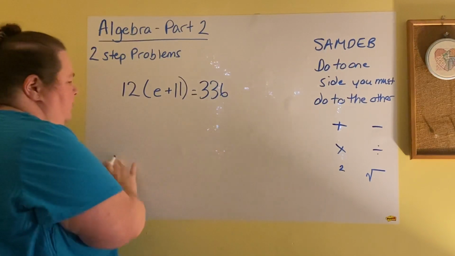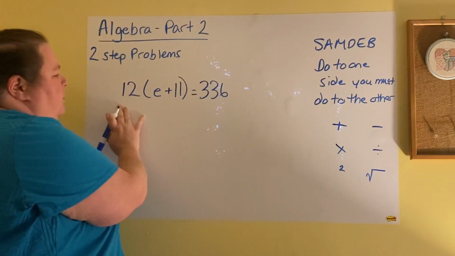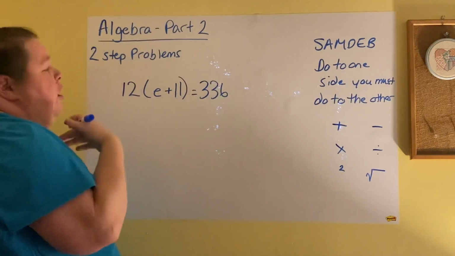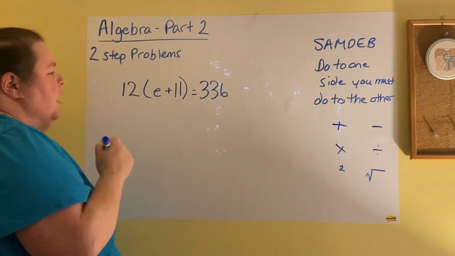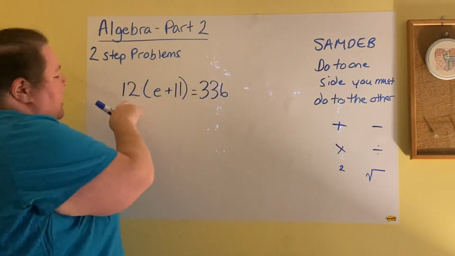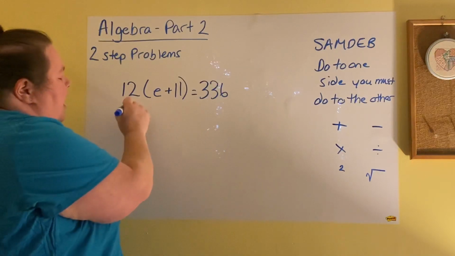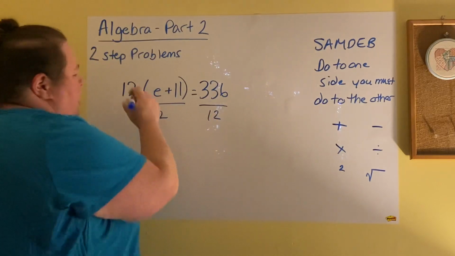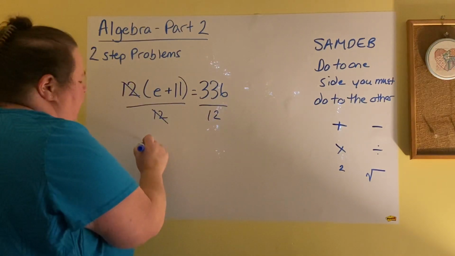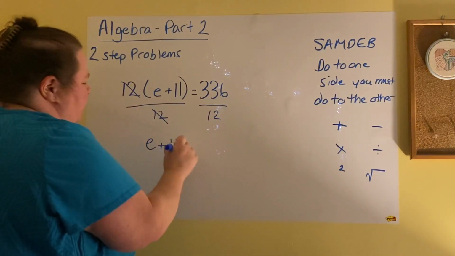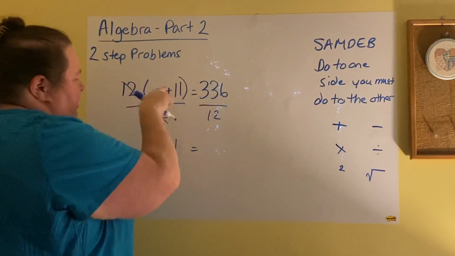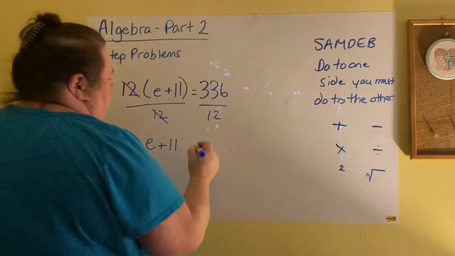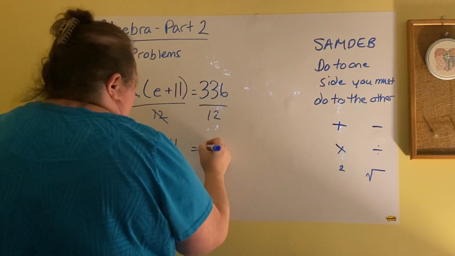Now, you can either distribute that 12 to everything inside, or you can also take a shortcut, because that multiplying by 12, I can actually cancel by dividing by 12 right at the beginning. That cancels out. I'm left with E plus 11, because that's what's inside the brackets, and I can figure this out.